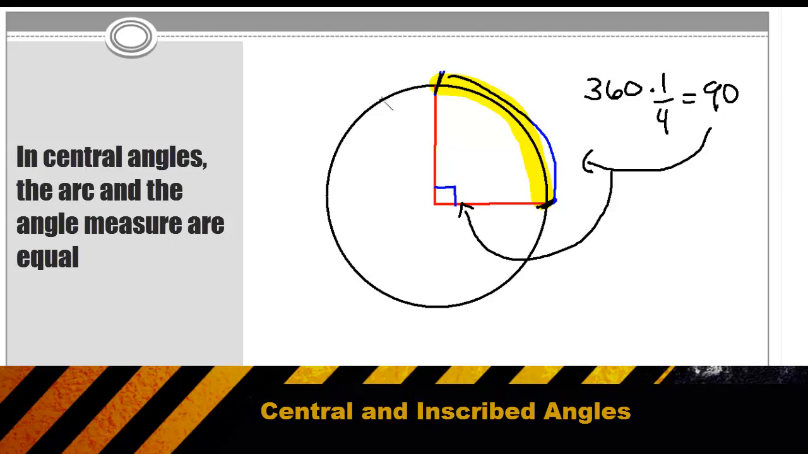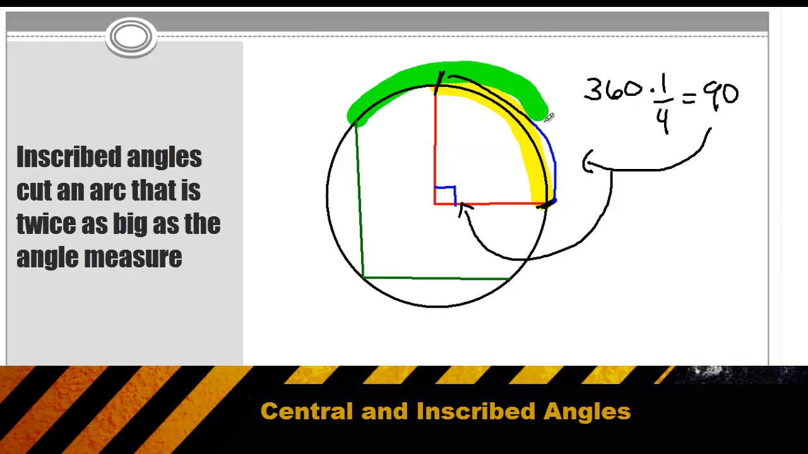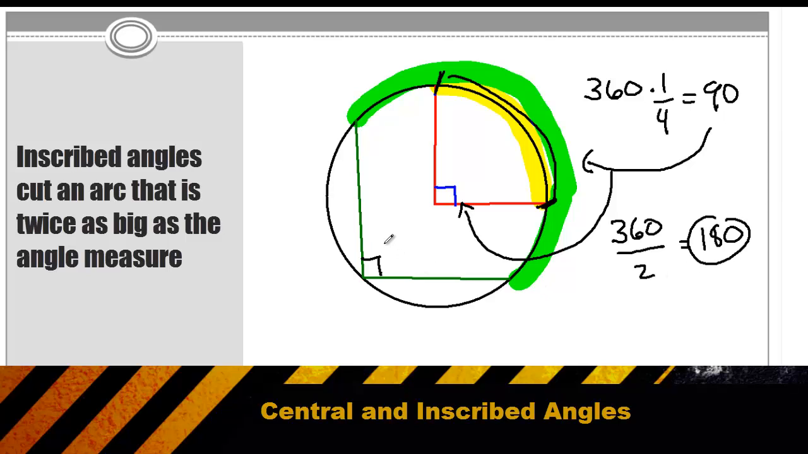But watch what happens when I draw that same 90-degree angle. This time I'm going to make it on the edge of the circle, known as an inscribed angle. Now look at the size of the arc the angle cut out of the circle. Visually it looks like that green highlighted part is half the circle. So half of 360 degrees would be 180 degrees. So the arc that I cut is twice as big as my original 90-degree angle. And that's always the case.